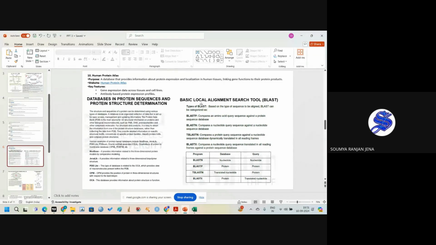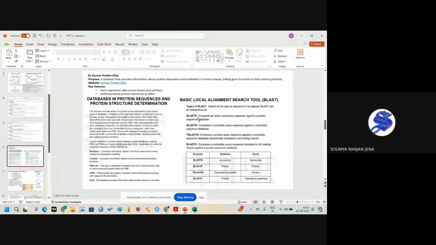Then we go for the Basic Local Alignment Search Tool, that is BLAST. BLAST is used based on the type of sequence to be aligned, because we have to check the alignment between two different genes or different RNA or DNA or protein. You can check anything using this BLAST tool.